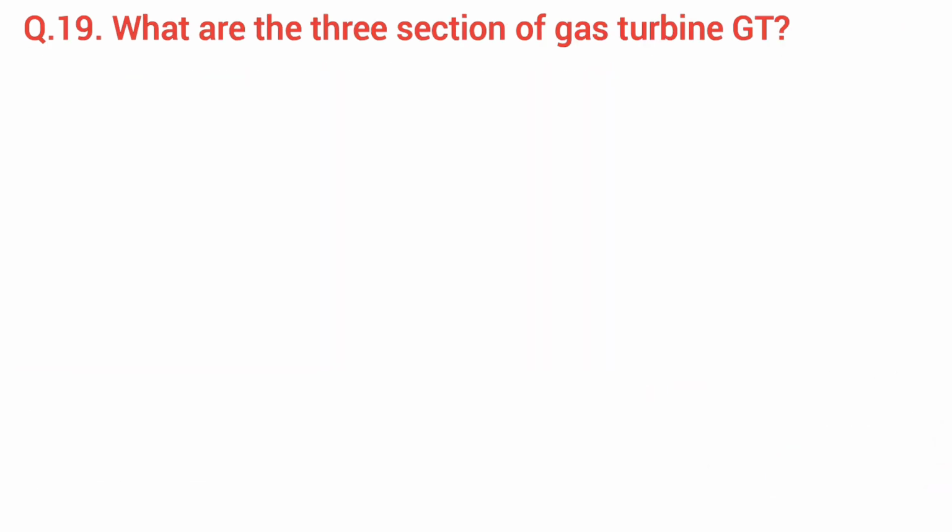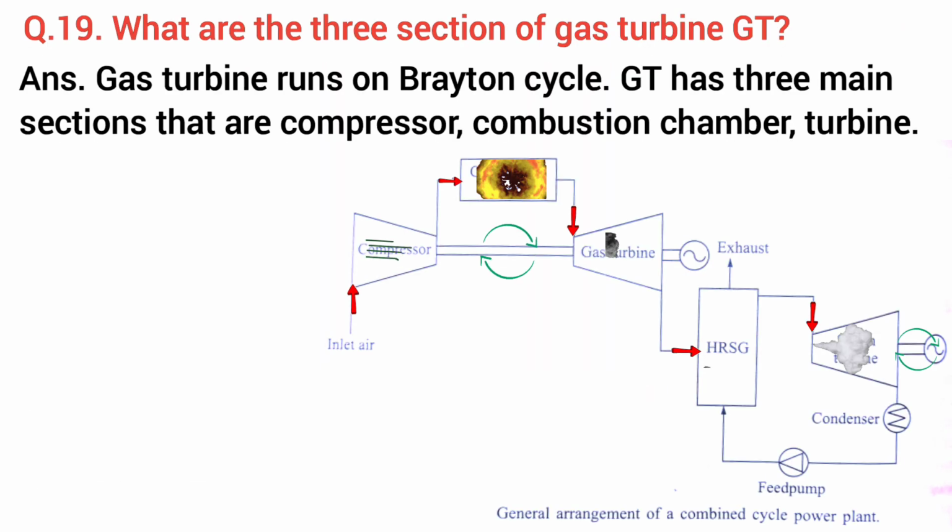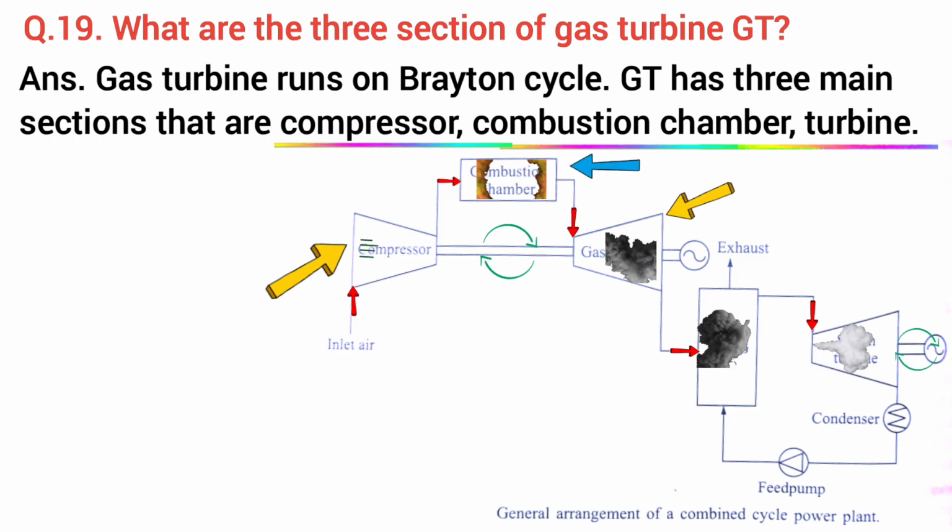What are the three sections of a gas turbine, GT? Gas turbine runs on the Brayton cycle. GT has three main sections: compressor, combustion chamber, and turbine.